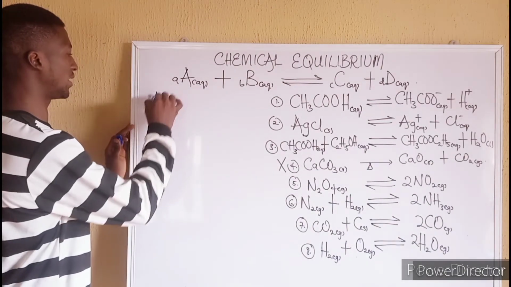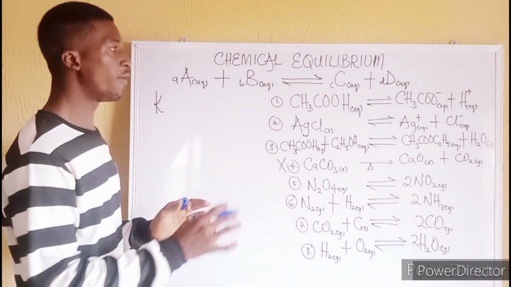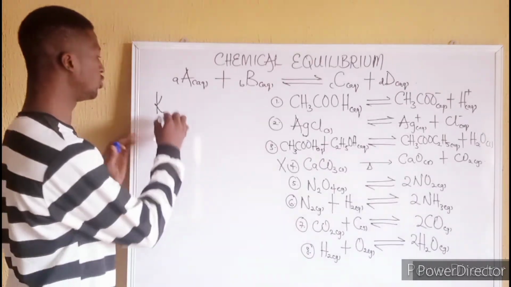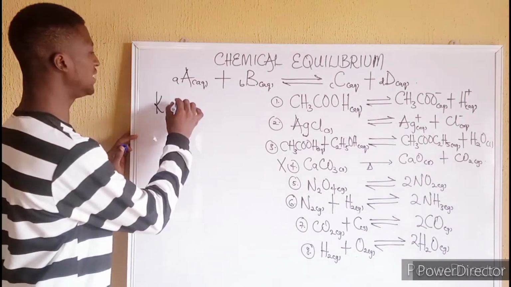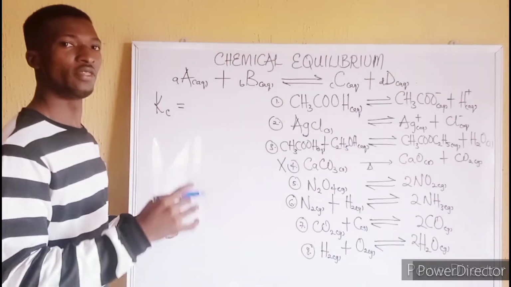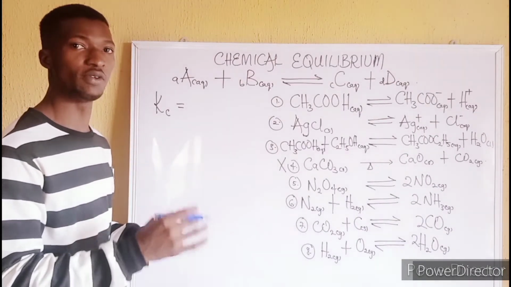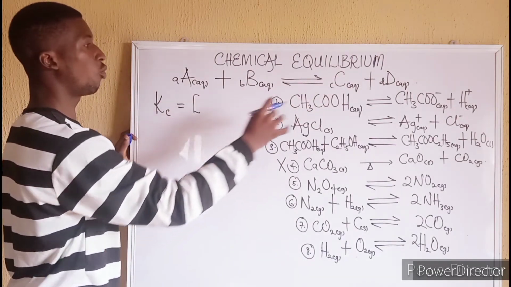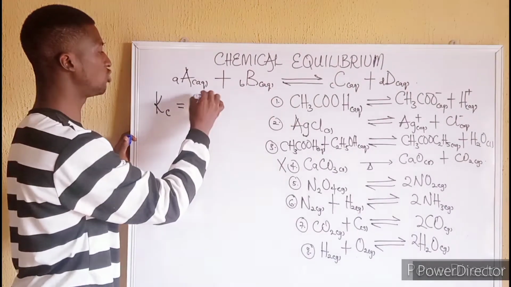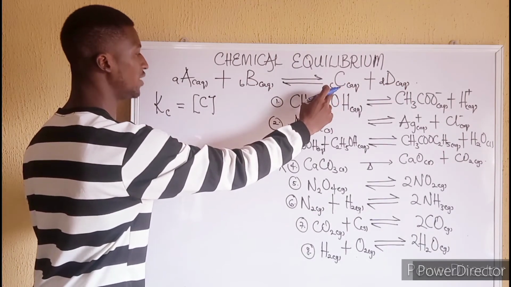The equilibrium constant is dependent on the system which you are dealing with. For an aqueous system, we use Kc to represent the equilibrium constant. And in this case, we take it as the ratio of active mass of product to the active mass of the reactant. The product here is C.